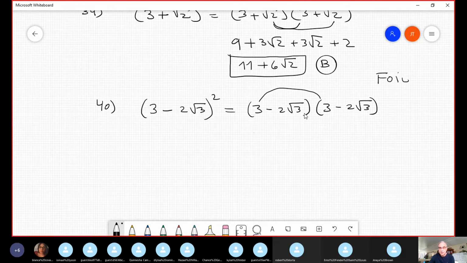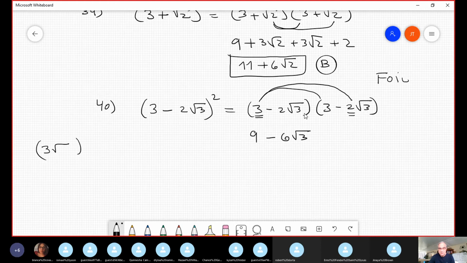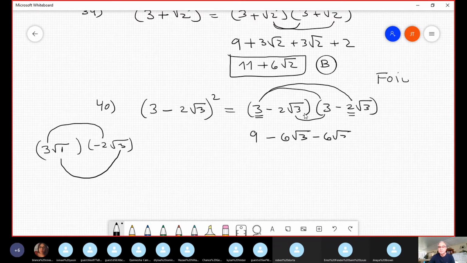3 times 3, 9. 3 times 2 radical 3 is minus 6 radical 3. Oh, look at that. I multiply that 3 and these 2, the number outside. So 3 has no radical, times minus 2 radical 3. The multiplication is this number times this number, and this invisible 1 times this number stays 3. Okay? I did first, outer, inner now. It's the same. It's minus 6 radical 3.